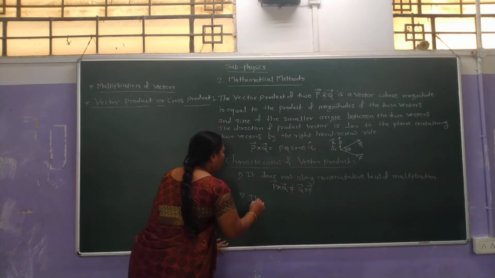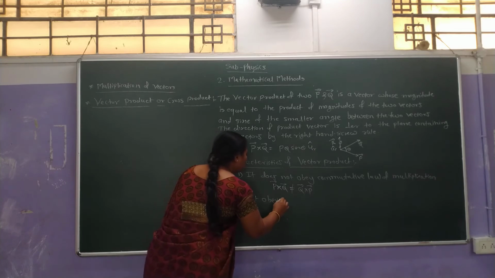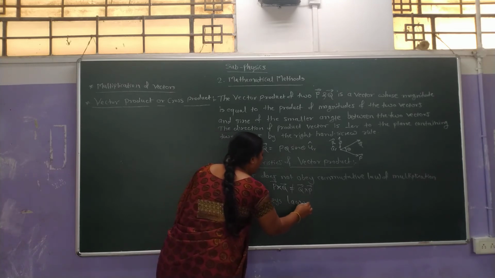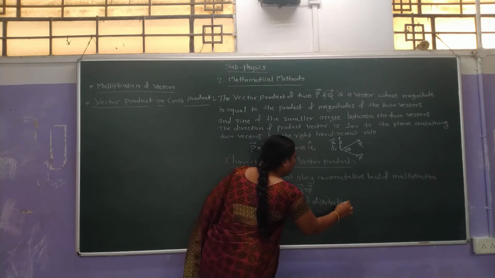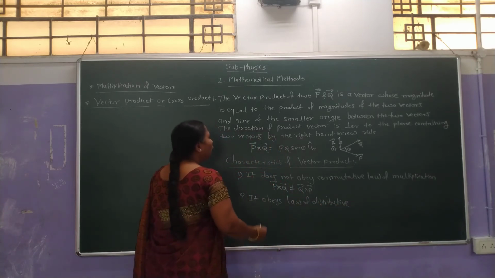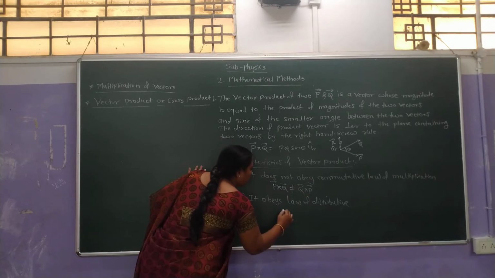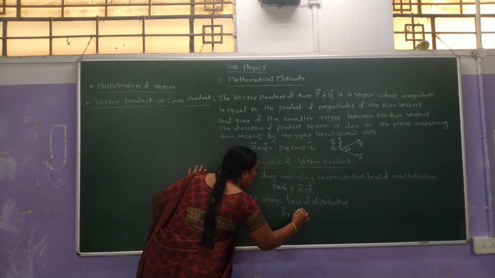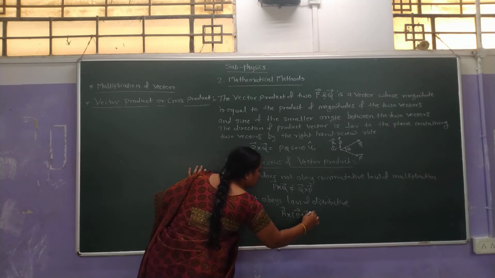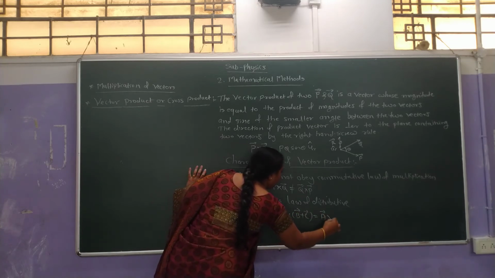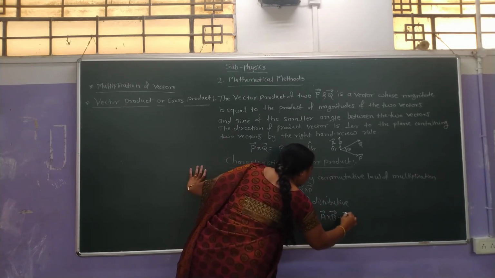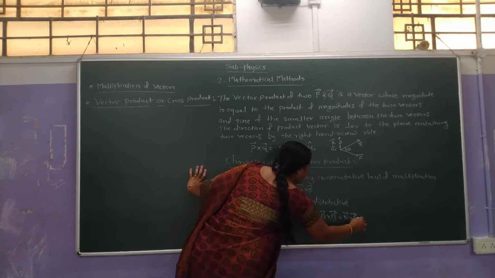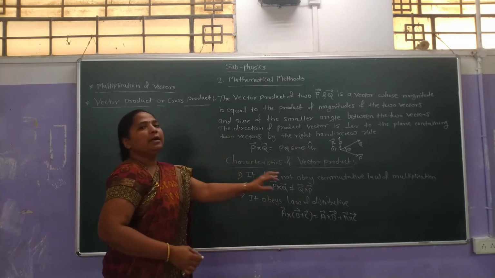Second, it obeys the distributive law. Distributive law means a vector cross, b vector plus c vector, is equal to a vector cross b vector plus a vector cross c vector. Hence it obeys the distributive law.